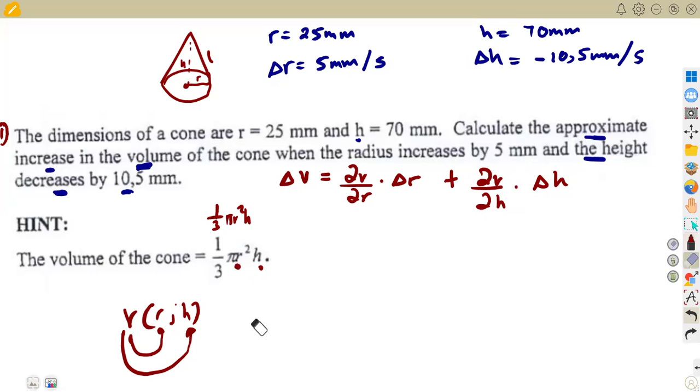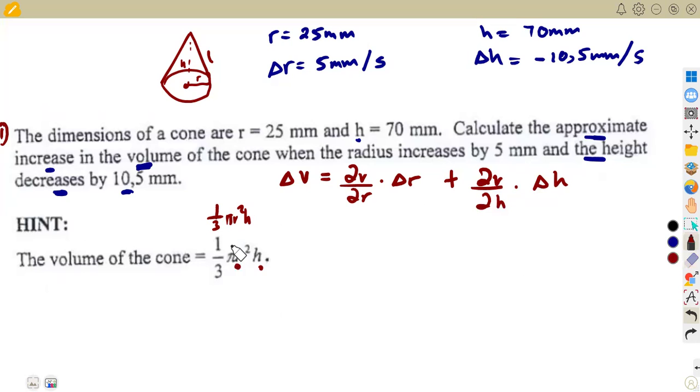Only that you need the formula first. You are not given the formula. We are just given the hint on the formula for the volume. The rest, you are supposed to take it. Sometimes they give you this formula. Sometimes they don't. So you're supposed to take where it is given from. All right. That is how you create the formula.